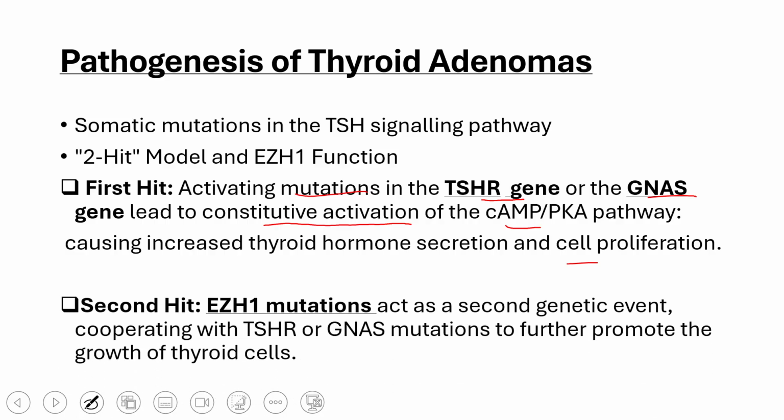And next, in the second hit, there is an EZH1 mutation, which is the second genetic event, and that cooperates with this TSH receptor or GNAS mutation to further promote the growth of the thyroid cells. Such things can be seen in the two-hit model of this thyroid adenoma.